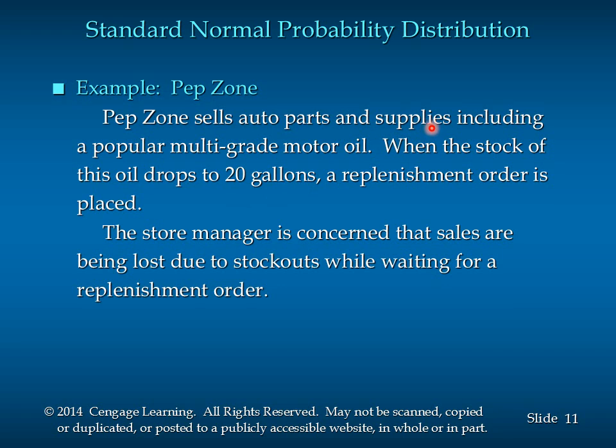When the stock of oil drops to 20 gallons, a replenishment order is placed. Managers don't want to run out of stock while waiting for replenishment. Because if you walk into the AutoZone and you want this multi-grade motor oil, it's your favorite motor oil, and it's not there, what are you going to do? You're going to go down the street and get another one, or go to another store. So you don't want to be out of stock.